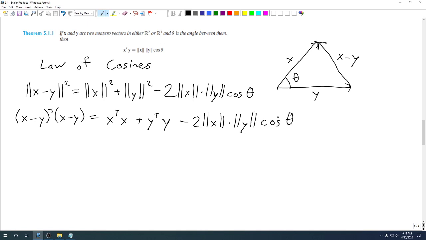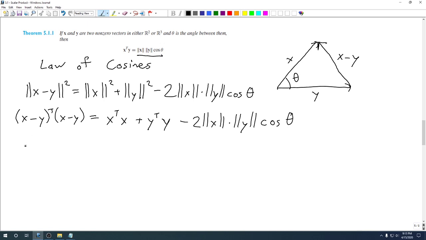In fact, you can kind of see that the magnitude of x times magnitude of y times cosine of theta, that's going to just stay as it is in our formula in the long run anyways. Everything else is going to change. This one is a matrix product, and we know matrix products are distributive. We can actually FOIL this out.